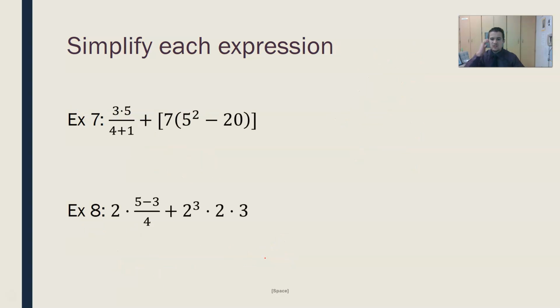Okay, let's do one more. I'm going to do one of these, and then I want you to do one just by yourself for practice. These are a little bit more intense. They are not in your guided notes. You can use the workspace there.